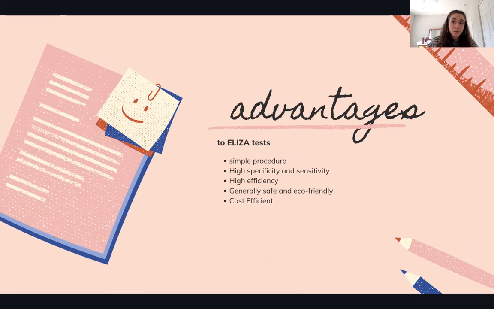Some advantages to the ELISA test from NCBI include that it is a simple procedure, there is high specificity and sensitivity due to the fact that a specific antigen binds to a specific antibody. There is high efficiency, and it is safe and eco-friendly to use in labs, and it is also cost efficient for labs.